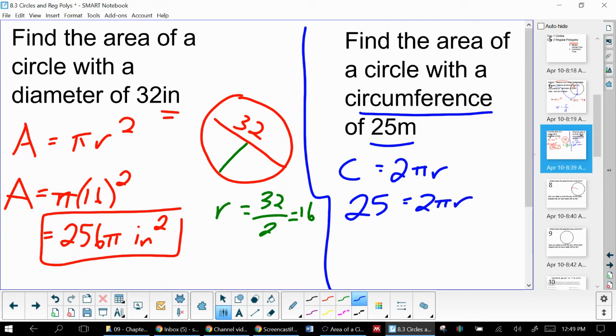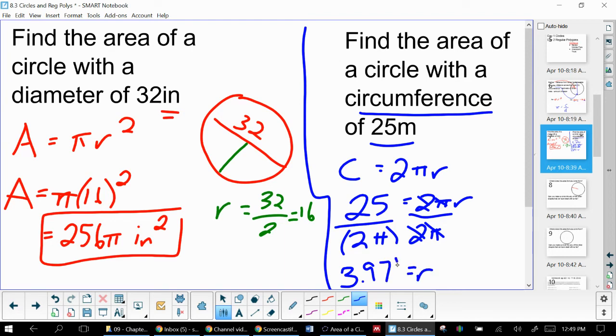Now, if you look in there, the only thing I don't know is the r. And so I can go ahead and divide by 2 pi. Divide by 2 pi. That's going to cancel those out over there. And this is going to need a calculator. I'm not going to leave this one in terms of pi with the pi in the denominator. But I'm going to take 25 divided by, and I'm going to put this in parentheses on the bottom, 2 pi. And my calculator says that that means that r is about 3.97.